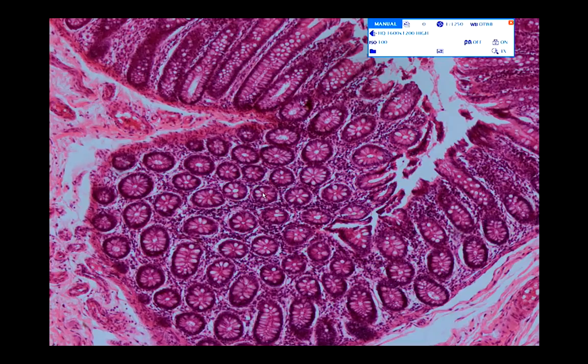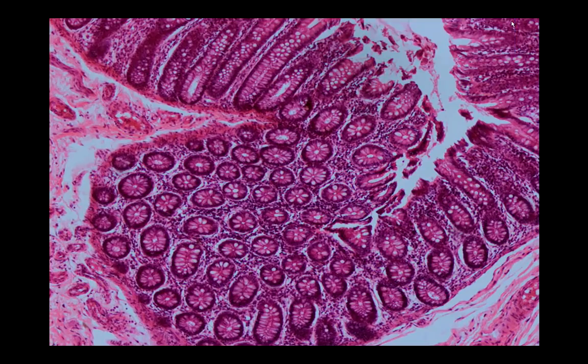Okay, so this would be the crypts of Lieberkühn or the intestinal glands. And if you look into the morphology, this type of gland would be called the simple tubular glands. So that's the makeup of this particular gland. These are crypts of Lieberkühn, intestinal glands, and simple tubular type.